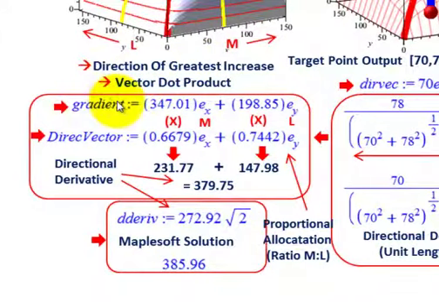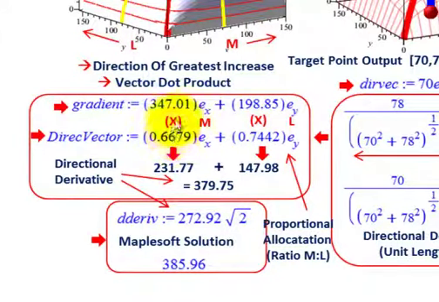So let's look at it. Our gradient vector that we calculated earlier was 347.1 for M, times some quantity, the vector length, plus 198.85 for our labor. Now we take our directional vector on a unit basis that we calculated. For material, I got 0.6679, labor 0.7442. So that's why we had to come up with that unit basis.